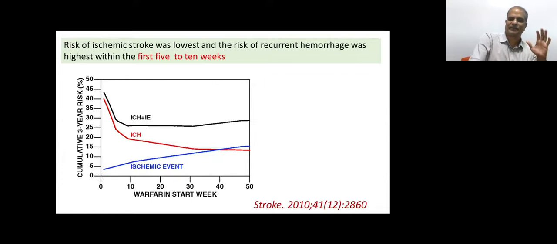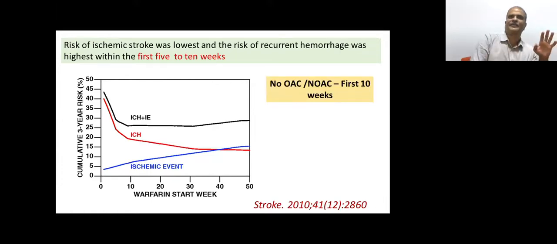So the thing is, you should not give anticoagulation for the first 10 weeks. Just leave him alone. Nothing is going to happen. If you give it, you're only going to increase the bleeding risk. Wait for 10 weeks and then start. And when you restart, if there is no contraindication, you start a newer anticoagulant, because the newer anticoagulant has less chance of intracranial bleed compared to GI bleed.